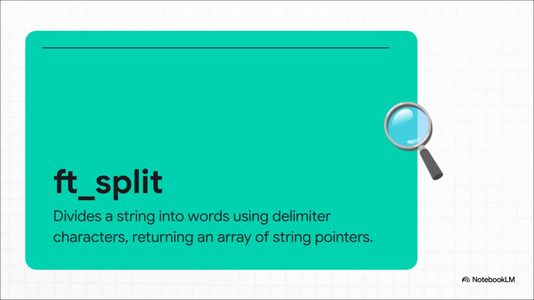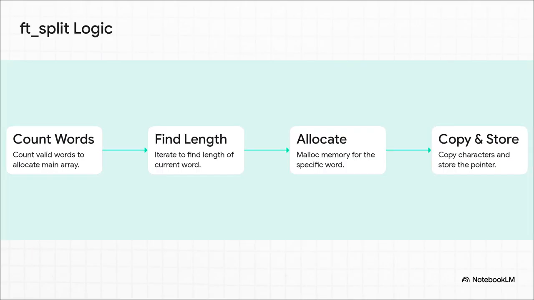First, let's define our end goal. What exactly is ft_split doing? It's a function that parses a main string and chops it up into smaller words using any character found in a provided charset string as a separator. It then returns an array of string pointers. If you've ever played around with Python's split function, this is basically what we are recreating in C completely from scratch.